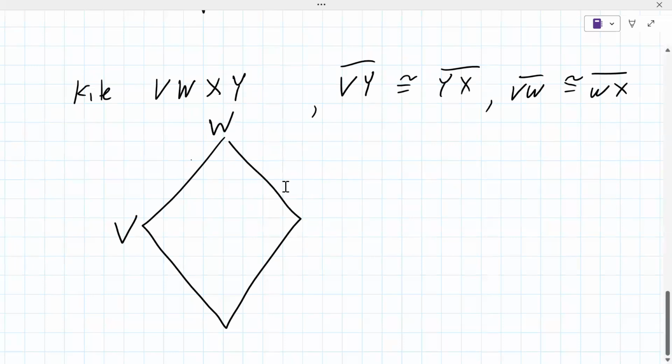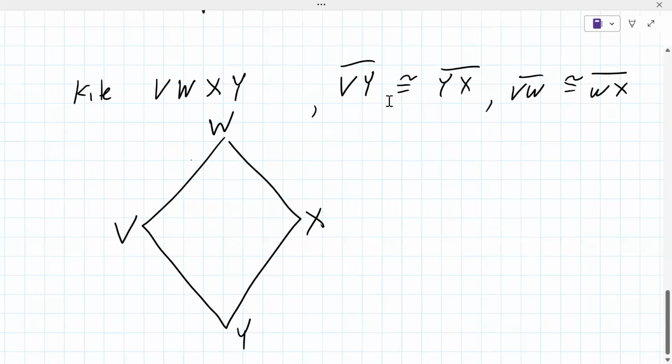I put X at the side, like right, not the bottom. Right. Okay, and then Y down here. Yeah. Okay.